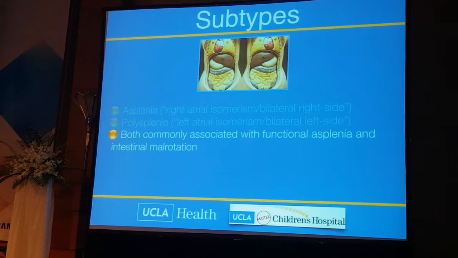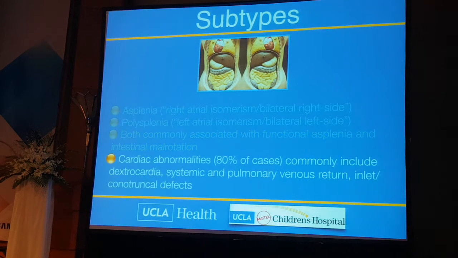It turns out that both subtypes, polysplenia and asplenia, are commonly associated with functional asplenia and intestinal malrotation. So all of these patients are at risk for some form of immune dysfunction, and many of them may require a Ladd procedure if they have significant intestinal malrotation. Now, the reason it's so important to talk about heterotaxy is that about 80% of cases involve the heart. Commonly we see dextrocardia or mesocardia. We can often have systemic and venous return abnormalities, which is important to recognize because sometimes those are difficult to detect. There can also be inlet and outlet or conotruncal defects as well.